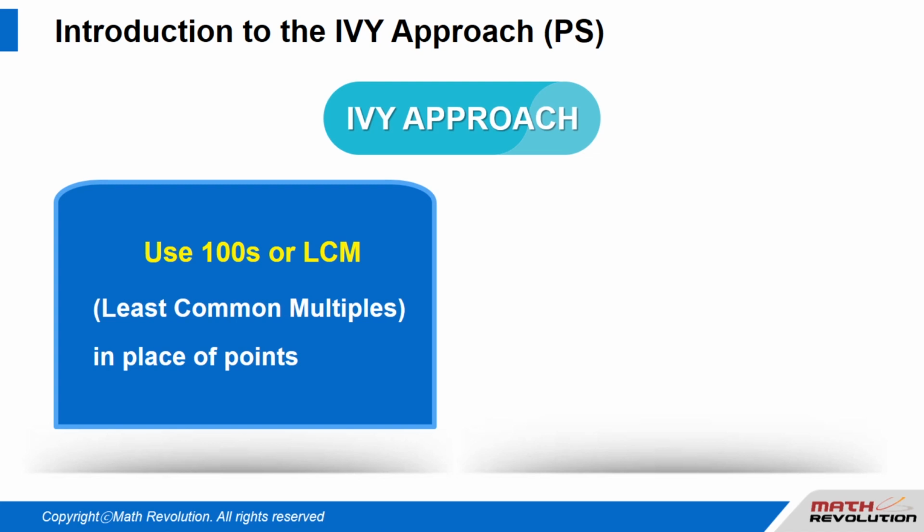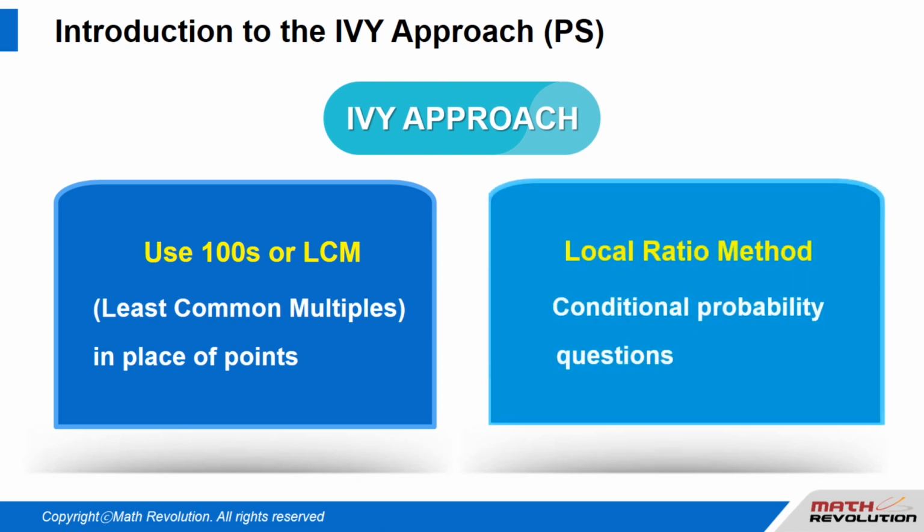5. To minimize confusion caused by using decimal points when solving questions, the Ivy approach proposes using 100s, or LCM, least common multiples, in place of decimal points. 6. To deal properly with the conditional probability questions, which frequently appear as PS questions on the GMAT, I developed the local ratio method as part of the Ivy approach.